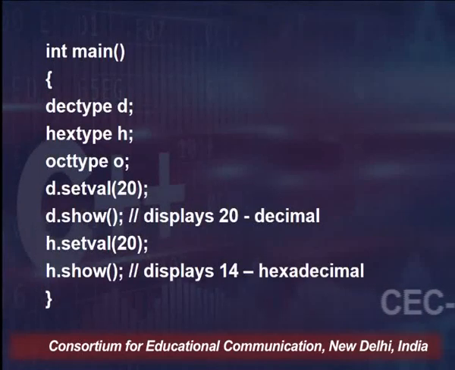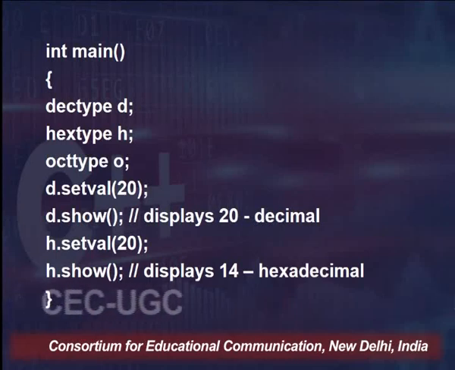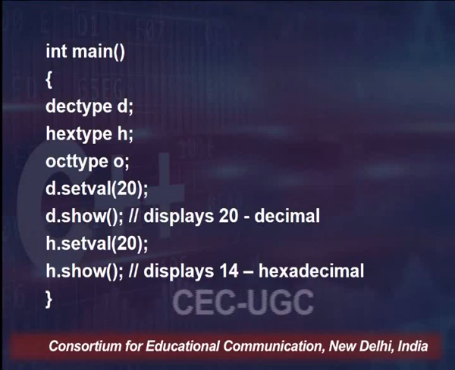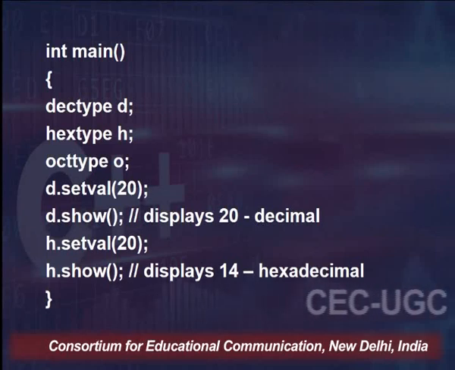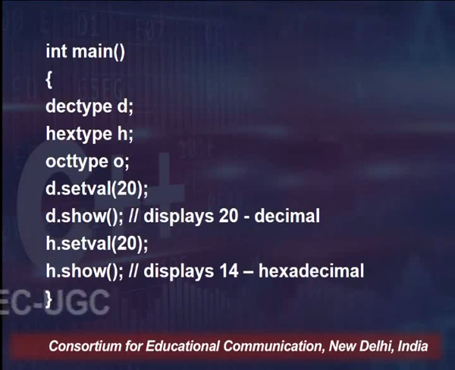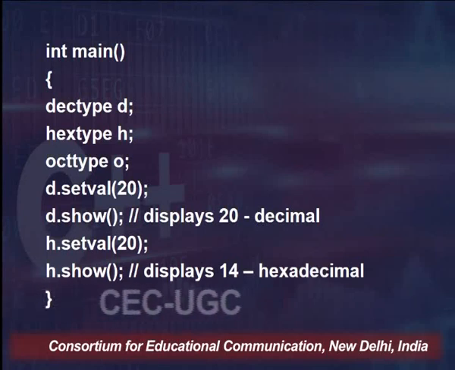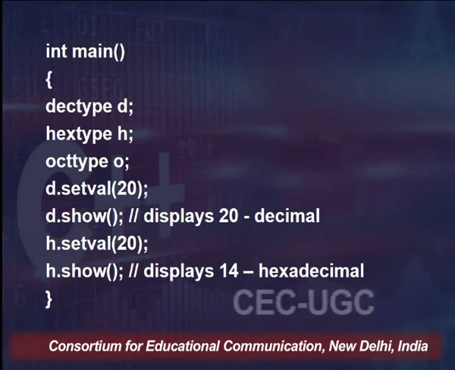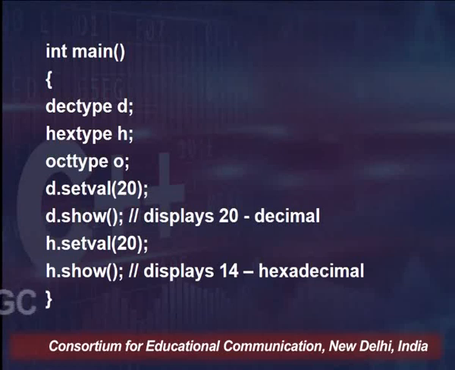Within the main function, we have declared objects of dec type, hex type and oct type, and we have d dot setVal 20, then d dot show, which is going to display 20, then h dot setVal 20 and h dot show is displaying 14.